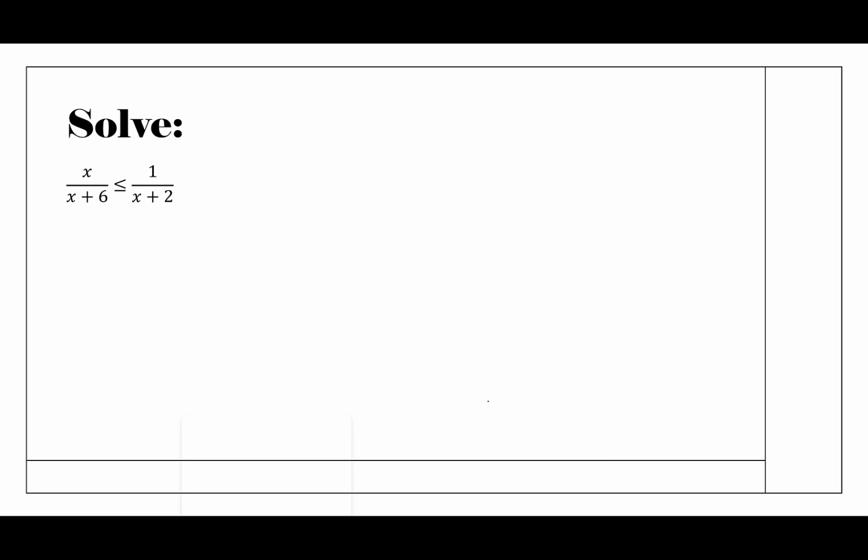I'm making it bigger because it's not set equal to 0 from the start. So what I want to do is put everything on the left side. So let's say I have x over x plus 6 minus 1 over x plus 2 is less than or equal to 0. Now when we solve equations like this, I clear the denominator a lot of times.